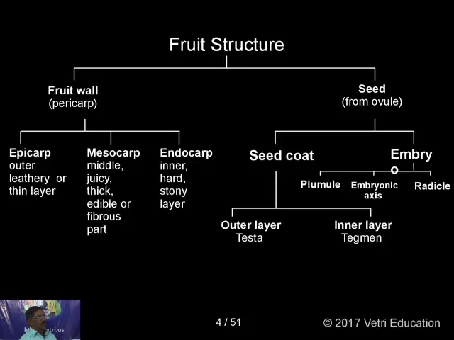The fruit wall is called the pericarp, and the seed is developed from the ovule. In the fruit wall, the epicarp is the outer leathery or thin layer, the mesocarp is the juicy, thick, edible or fibrous part, and the endocarp is the inner hard stony layer. Regarding the seed, the seed coat is differentiated into the outer thick-walled testa and the inner thin-walled tegmen. In the embryo, we have the plumule, the radicle, and the embryonic axis. From the plumule, the stem develops, and from the radicle, the root develops. This is the overall structure of the seed.